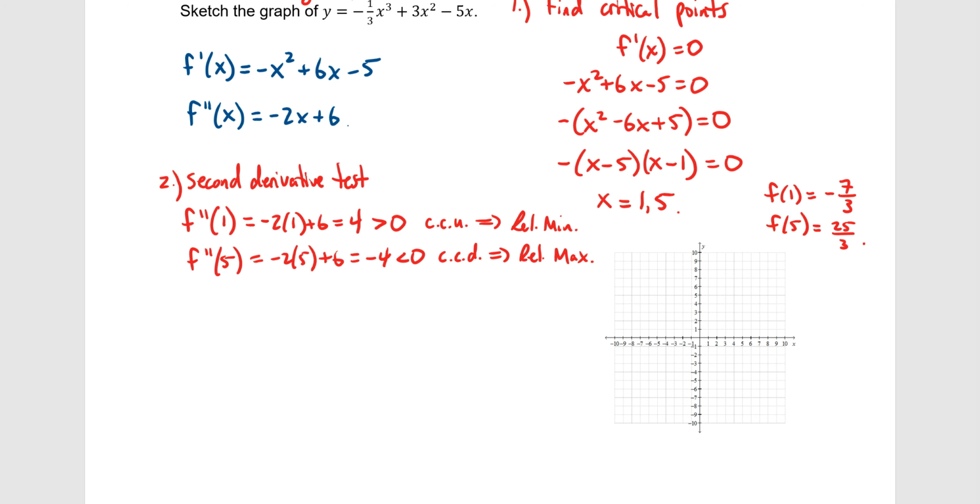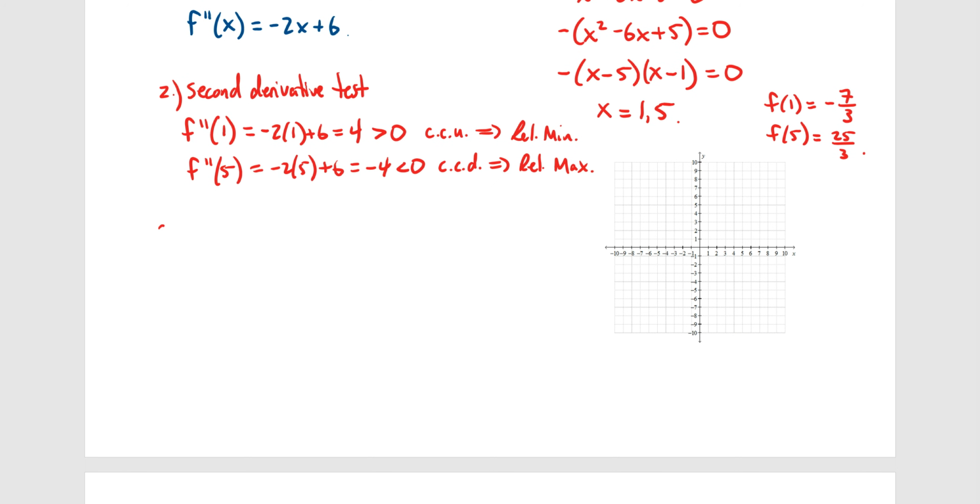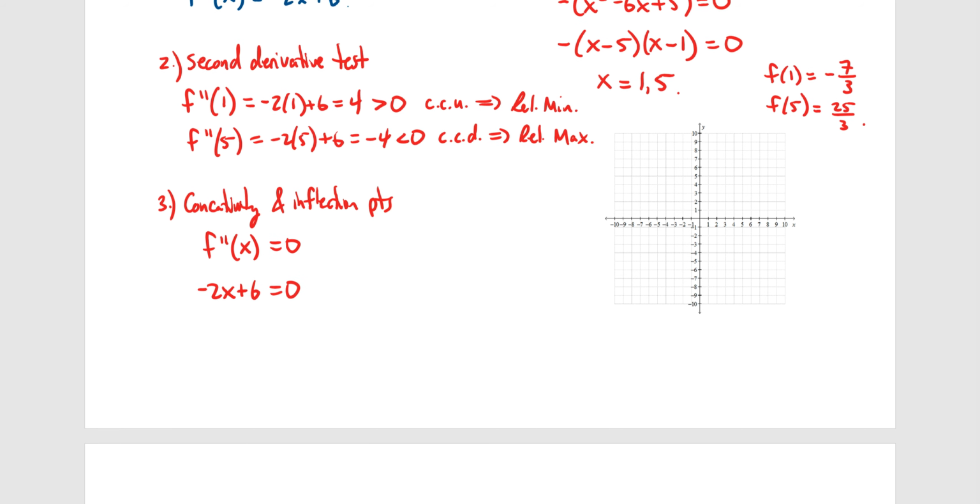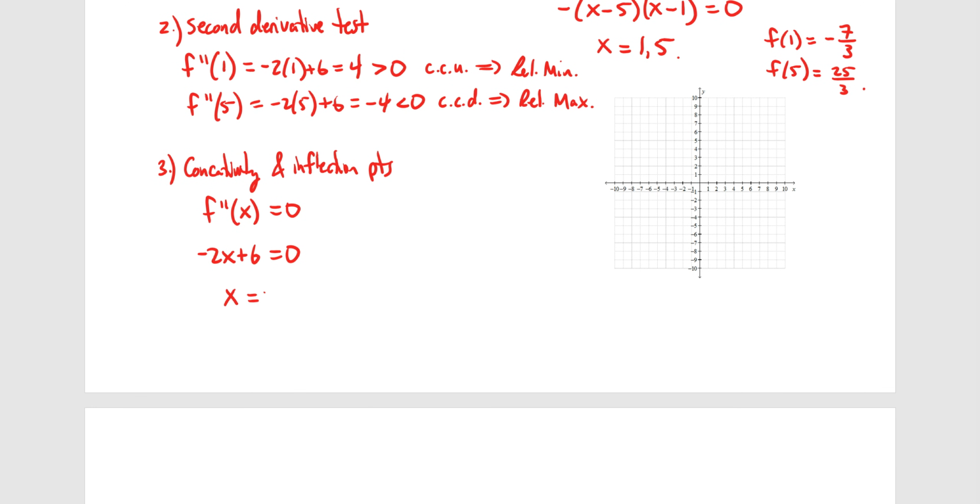And before we plot anything, let's go ahead and take a look at the concavity. Concavity and inflection points. So for inflection points, we take the second derivative, and we set it equal to 0. Negative 2x plus 6 equals 0. And solve this for x, we end up getting x equals 3. And technically what we should do here is verify that there's an inflection point at 3.